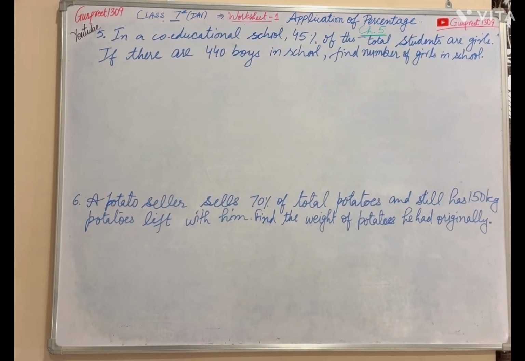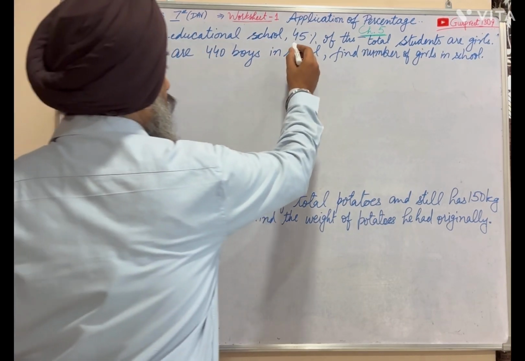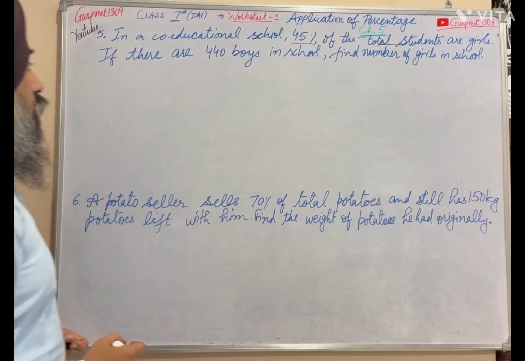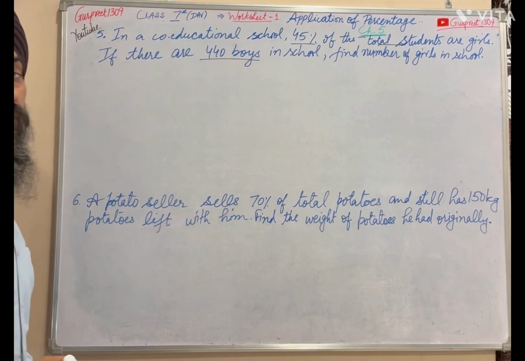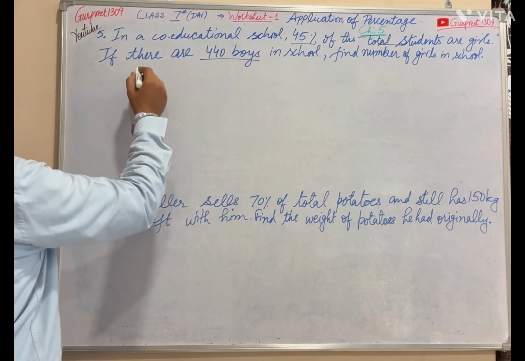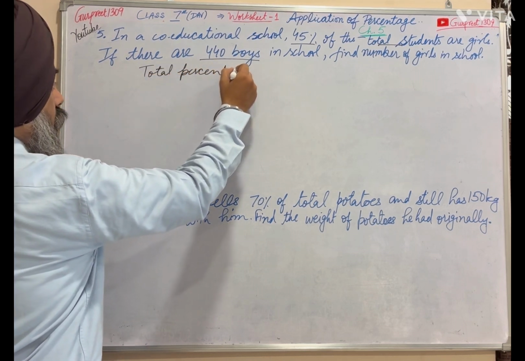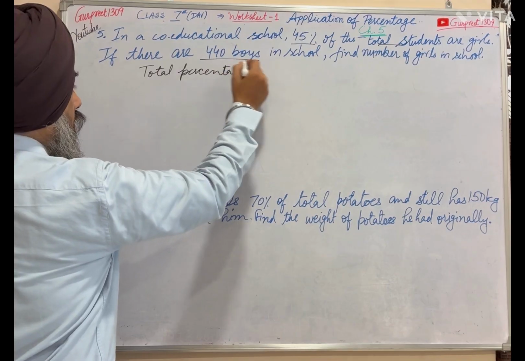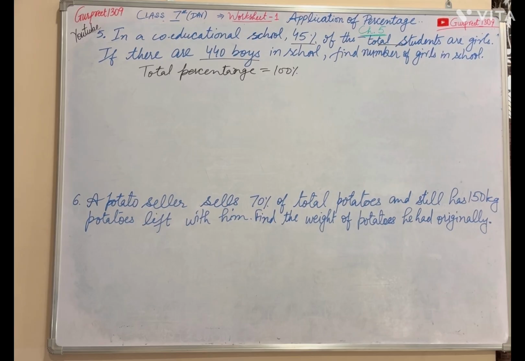Let's take question number 5. In a co-educational school, 45% of the total students are girls and 440 are boys. Find the number of girls in the school. We have to find the number of girls. For that we have to find the total number of students. So suppose the total percentage of students is 100%, right? So total students will be 100%.